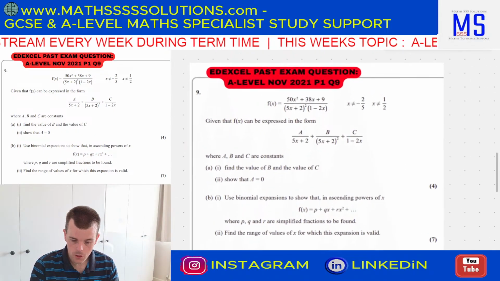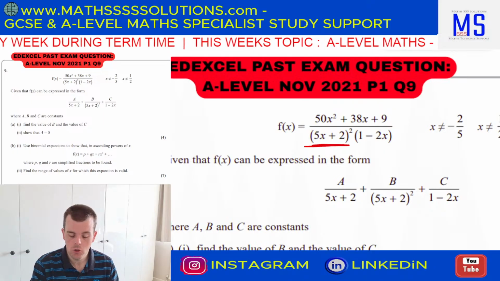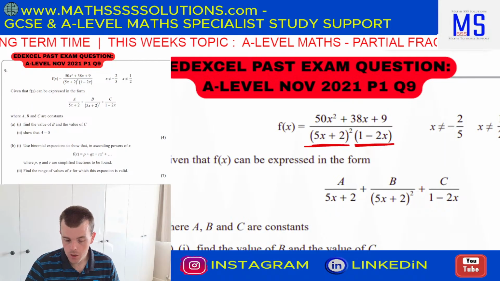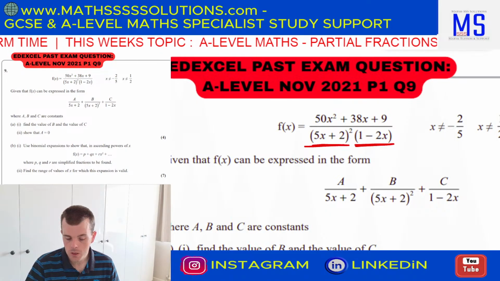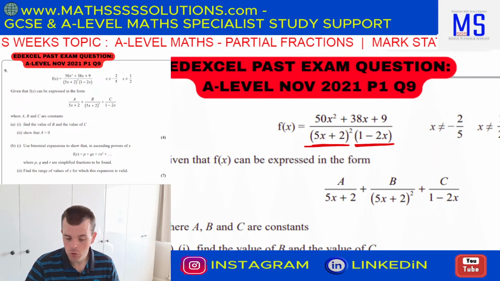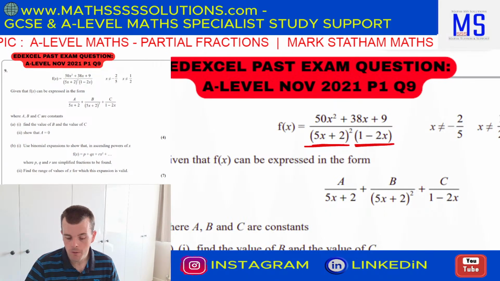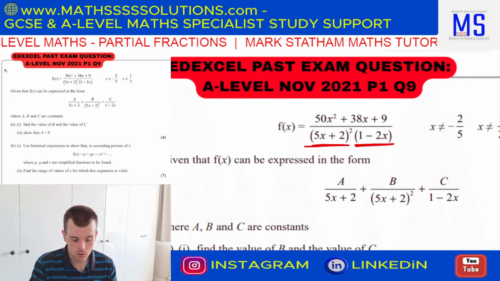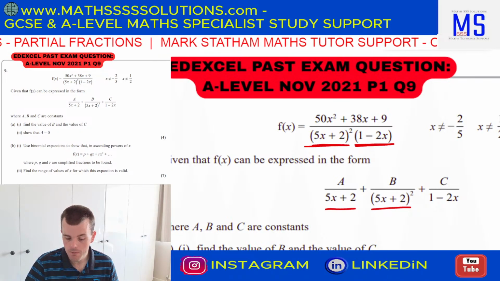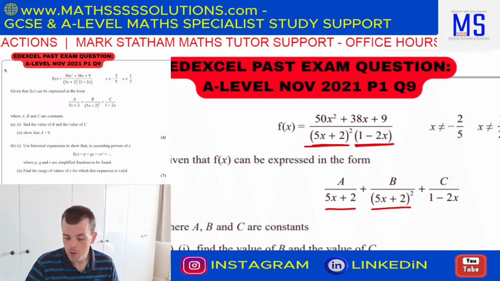If we notice for this question, you have 5x plus 2 squared, and you have 1 minus 2x. They are the denominator factors, and as we can see, one of the brackets is repeated. So this is the repeated root case. So you get 3 individual fractions, and you get 1 with 5x plus 2 on the denominator, and 1 with 5x plus 2 squared on the denominator, just like it says. And if you notice, it's giving you the form you need to write it in. So unlike the previous question we've tried, it's giving you a hint on how to write it.